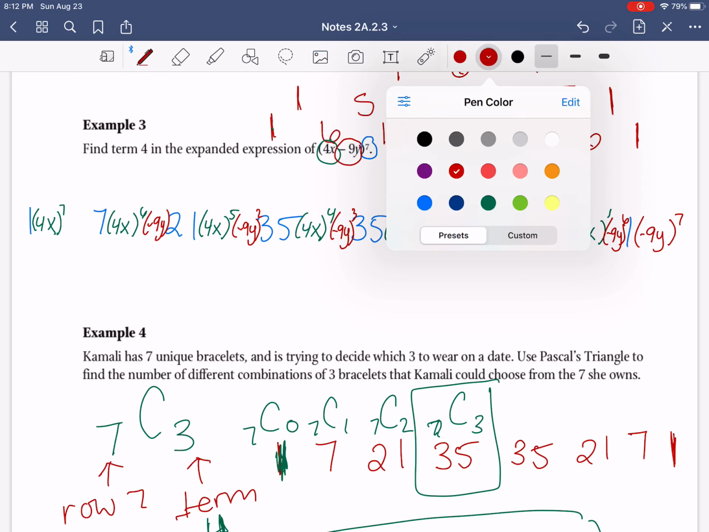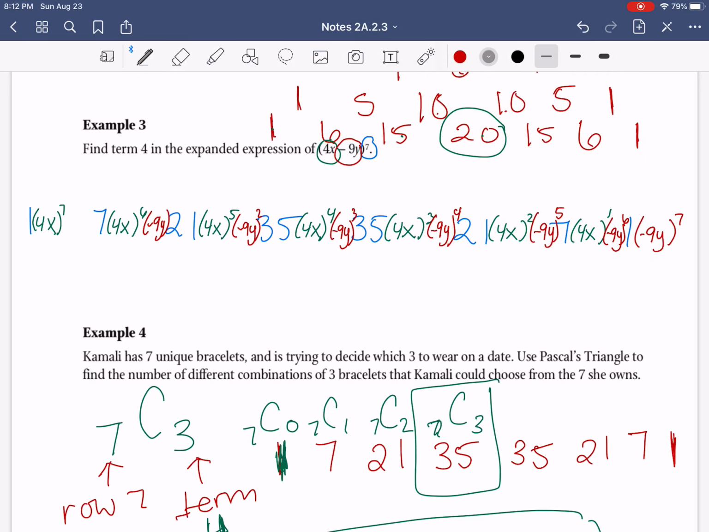All right, well, we only want term 4, right? So it says find term 4. So this is term 1, 2, 3, 4. So this is the term that we want right here. This is the one that we want. 35 times, remember you distribute the 4, 4 to the power of 4 times x to the power of 4. You would distribute the 3, so negative 9 to the power of 3 times y to the power of 3. That's what we're going to multiply.